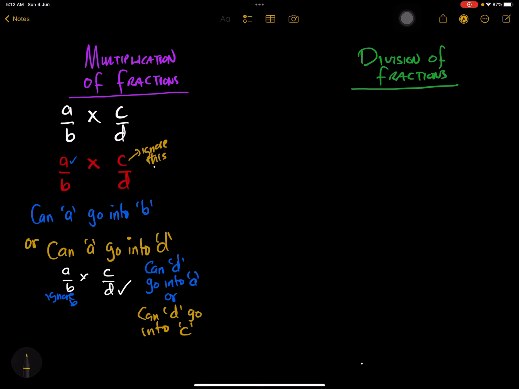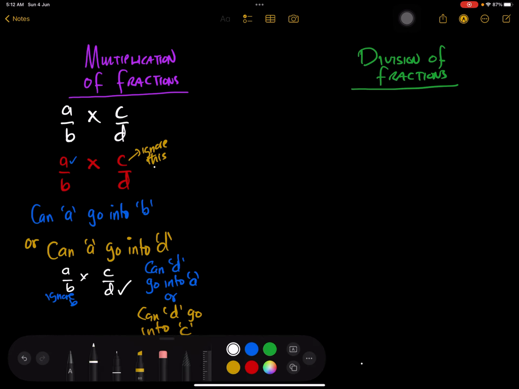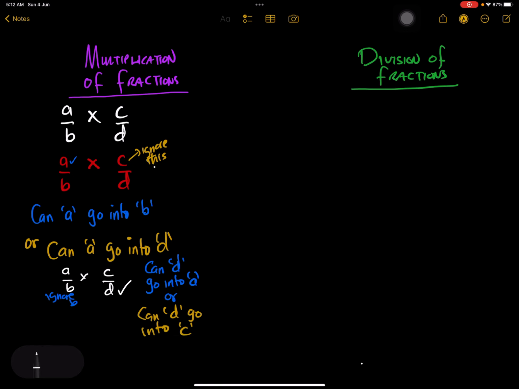But I would like us to take some numbers to see whether some of them will make sense. So let's take a look at 3 over 4 multiplying, let's say, 8 over 9.